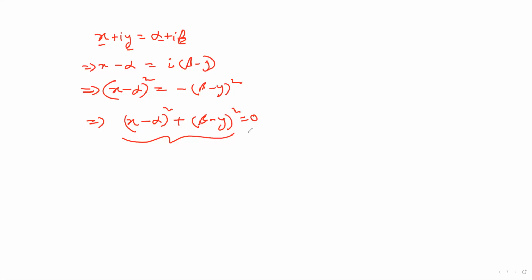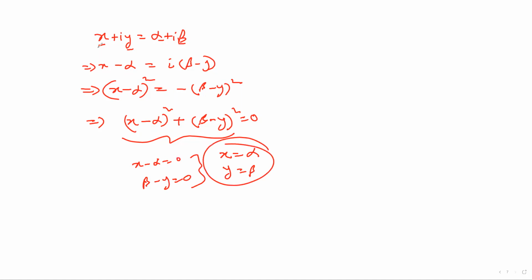And the sum of the squares of two real numbers can be 0 only if individually both of the numbers are 0. This is the only way. It is a well-known idea in mathematics, which means x is equal to alpha and y is equal to beta. So the left-hand side real part and the right-hand side real part are equal. Similarly, the left-hand side imaginary part and the right-hand side imaginary part are equal.